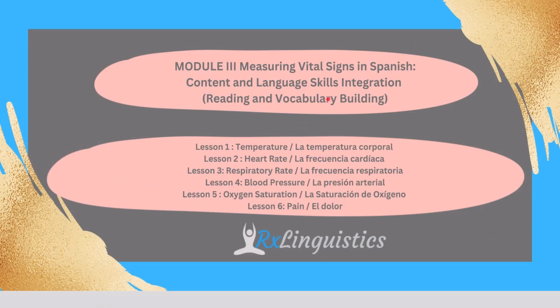So this is the content. As I say, you have temperature, la temperatura corporal, la frecuencia cardíaca, la frecuencia respiratoria, la presión arterial, la saturación de oxígeno, y el dolor, which is pain.